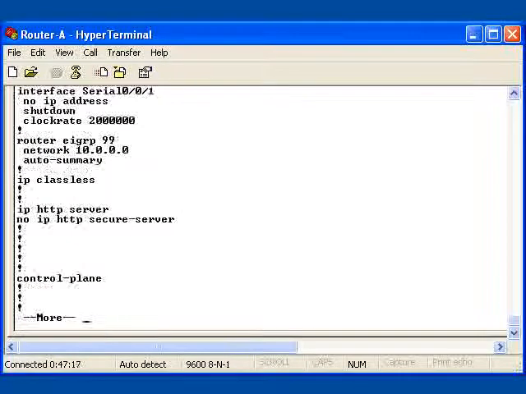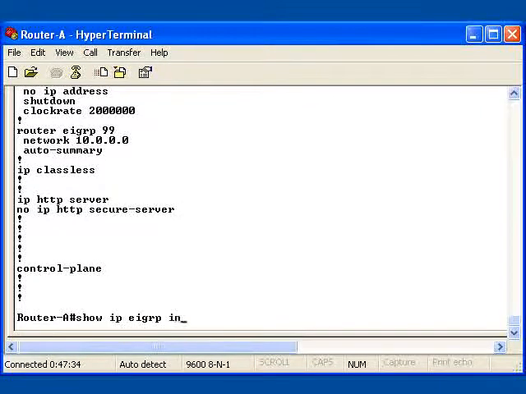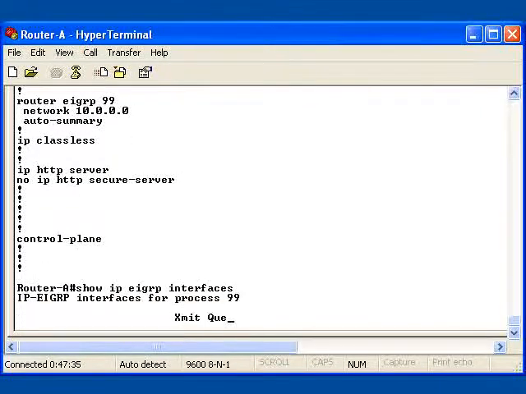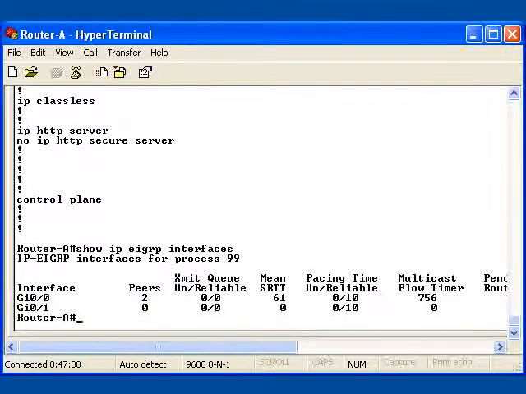Using the show ip eigrp interfaces command output on both Router A and Router B, we know how both the routers have configured EIGRP using process ID 99. We also know that EIGRP has been enabled on both Gi0/0 and Gi0/1 on Router A and Router B. Please note that the show ip eigrp interfaces command doesn't list passive interfaces.